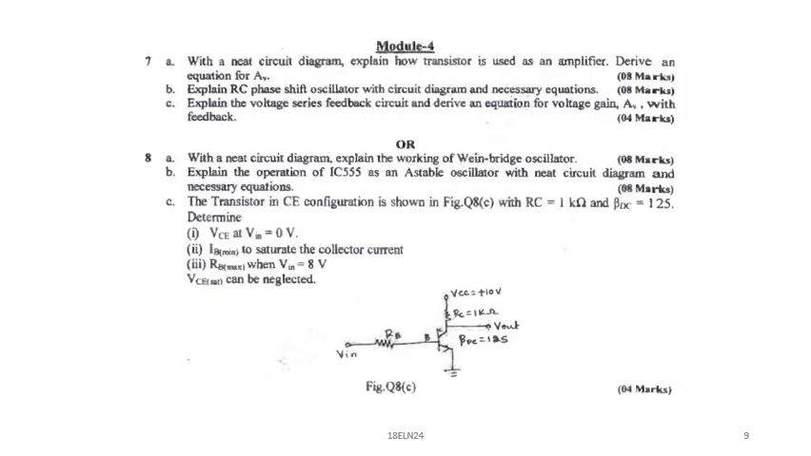Then related to module 4 now. The neat circuit diagram, explain how a transistor is used as an amplifier. Derive an equation for AV, the voltage gain. That is asked for 8 marks. Second one, explain RC phase shift oscillator with circuit diagram and necessary equation. It is asked for 8 marks. Third one, explain the voltage series feedback circuit and derive an equation for voltage gain AV with feedback. So this is asked for 4 marks.